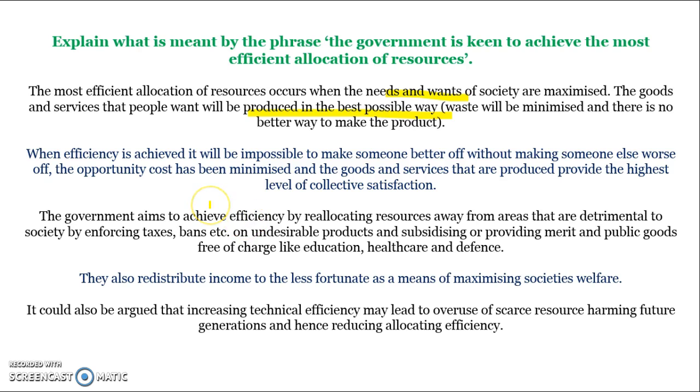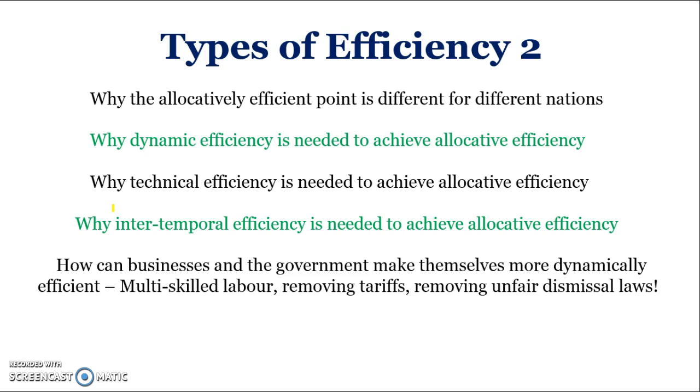The government achieves this, so this is asking how the government might achieve this, through taxes and subsidies, so taxes and bans on demerit goods or undesirable goods, and subsidies on merit goods. Redistributing income to try and maximise our welfare, so trying to give more money to low-income earners who might value it more than high-income earners, and also ensuring that we're increasing technical efficiency as well. Types of efficiency number 2, we'll talk about in the next video.